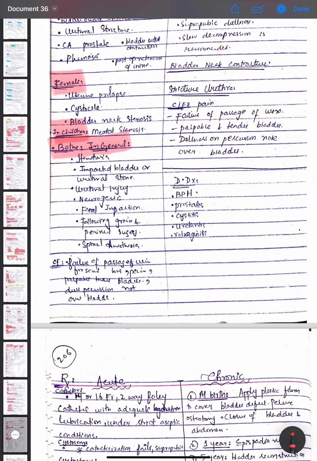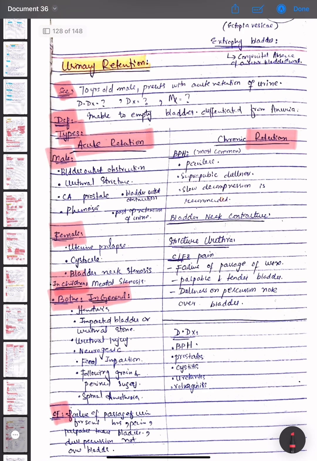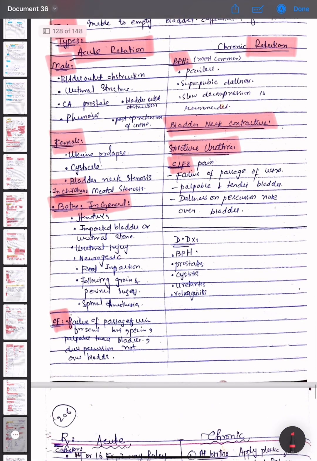The clinical features of acute retention are failure to pass urine for some hours and pain, a palpable tender bladder, and a dull percussion note over the bladder. In chronic retention, the causes are BPH, which is the most common, with painless suprapubic dullness, where slow decompression is recommended. Bladder neck contracture and urethral strictures may be present. The clinical features are pain, failure to pass urine, a palpable and tender bladder, and dullness on percussion over the bladder. The differential diagnoses are BPH, prostatitis, cystitis, urethritis and vulvovaginitis.